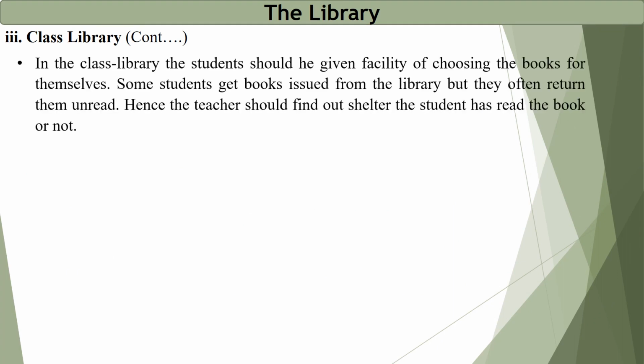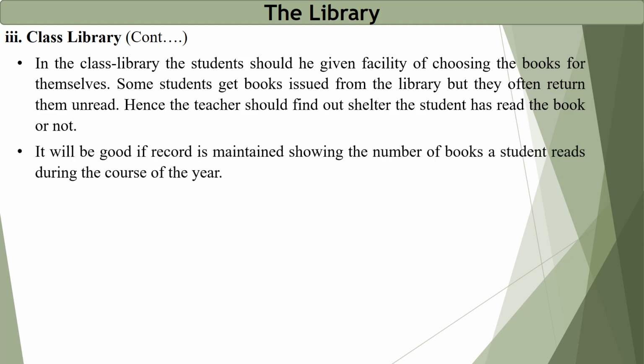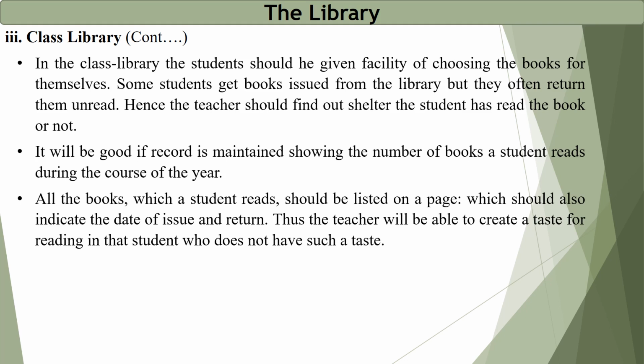The next one is: in the class library, the students should be given the facility of choosing the books for themselves. Some students get books issued from the library, but they often return them unread. Hence, the teacher should find out whether the students have read the book or not. It will be good if a record is maintained showing the number of books our students read during the course of the year. All of the books which a student reads should be listed on the page.